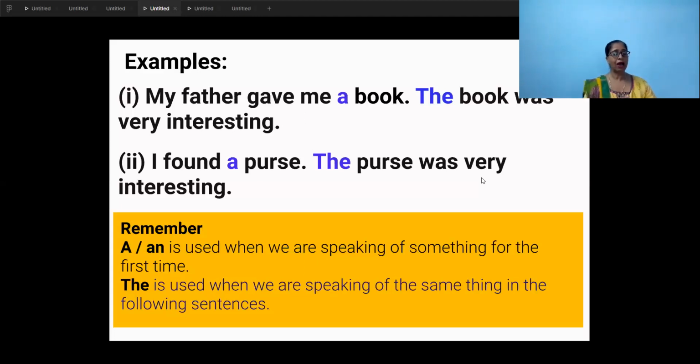Second example, I found a purse. Okay, because first time. The purse was very interesting, or the purse was very big, or was very pretty. Okay, so that's how we use the article the.